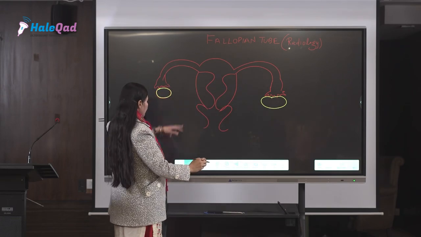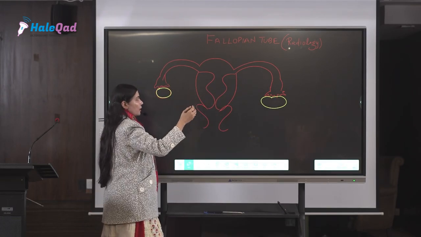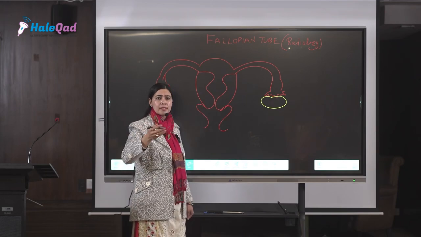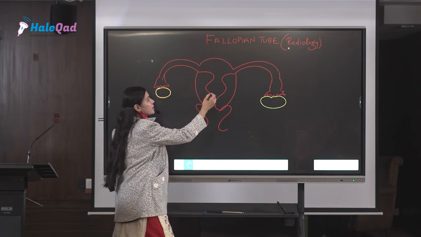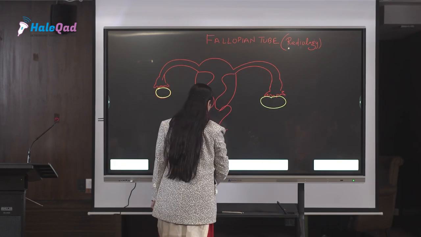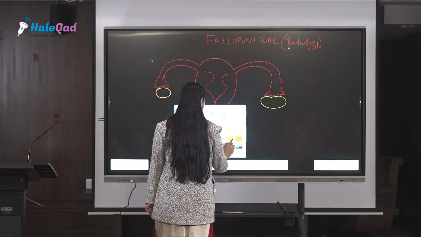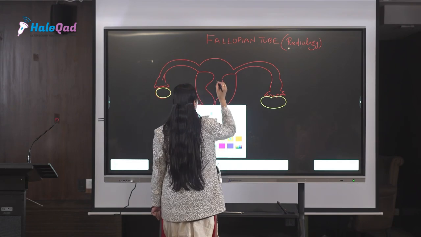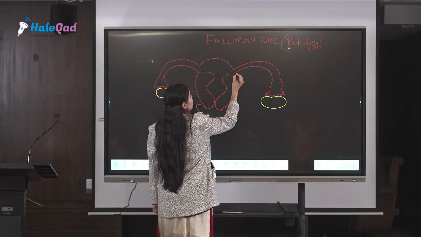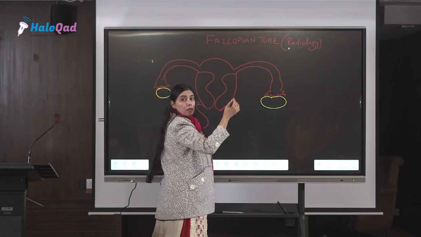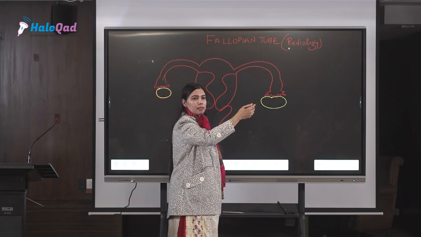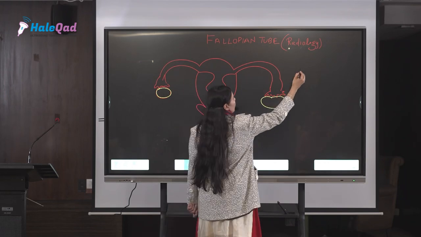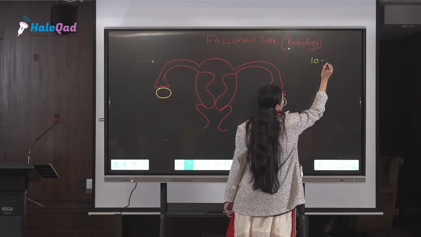Now these fallopian tubes, for the sake of convenience and anatomical purposes, we have divided into 4 parts. So what are these 4 segments that we are talking about? What is the total length? Doctor, could you tell what is the total length? On an average it is 10.